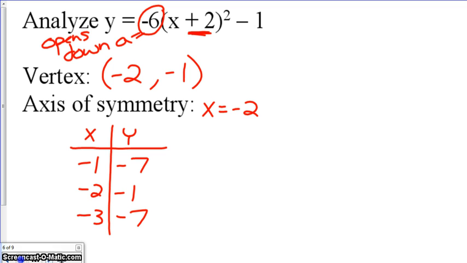And if I look at my a value, it is not a fraction. It is actually a larger integer. So we know that our graph is going to be narrower. So when I draw my graph, I can expect it to be a little thinner than what our parent graph usually is.